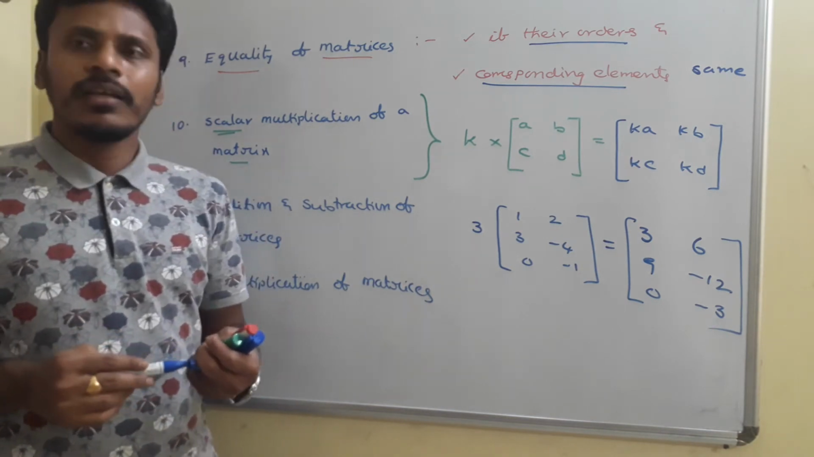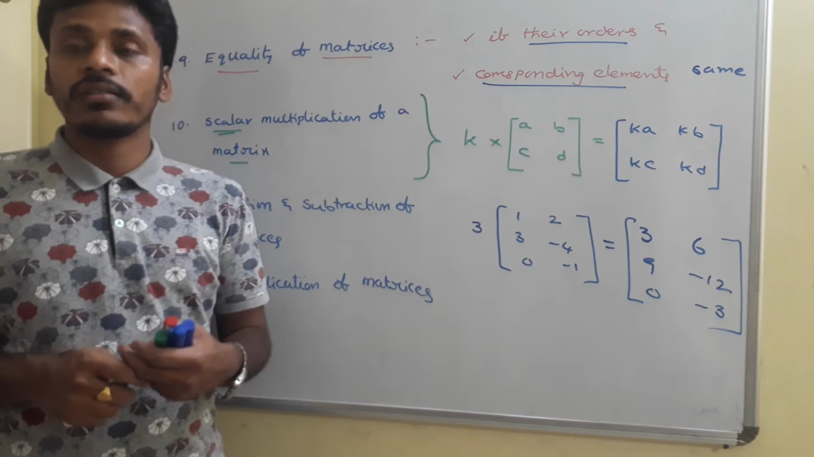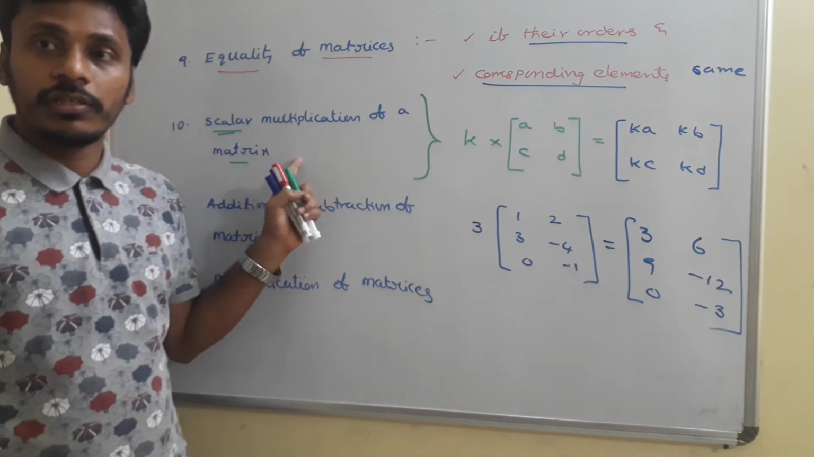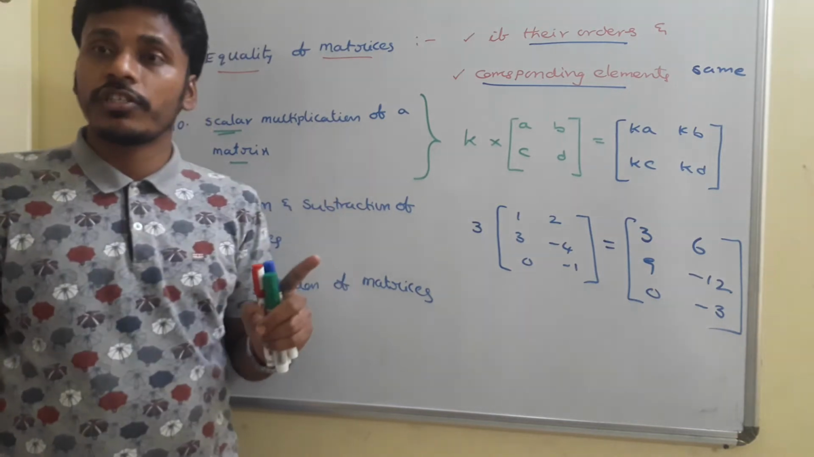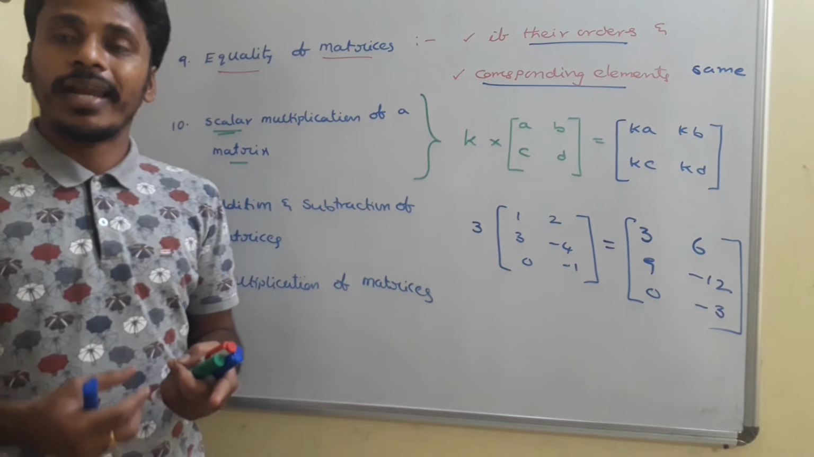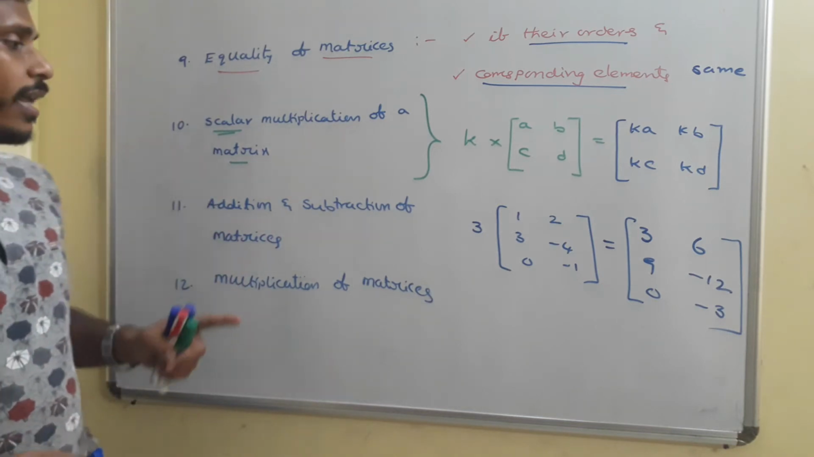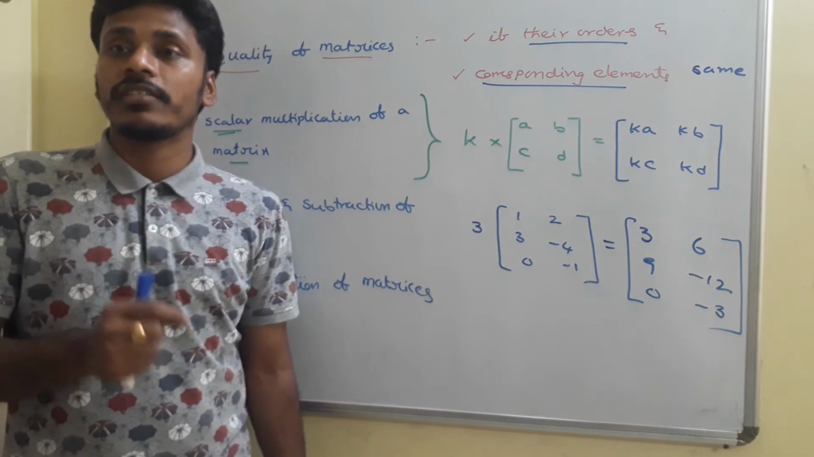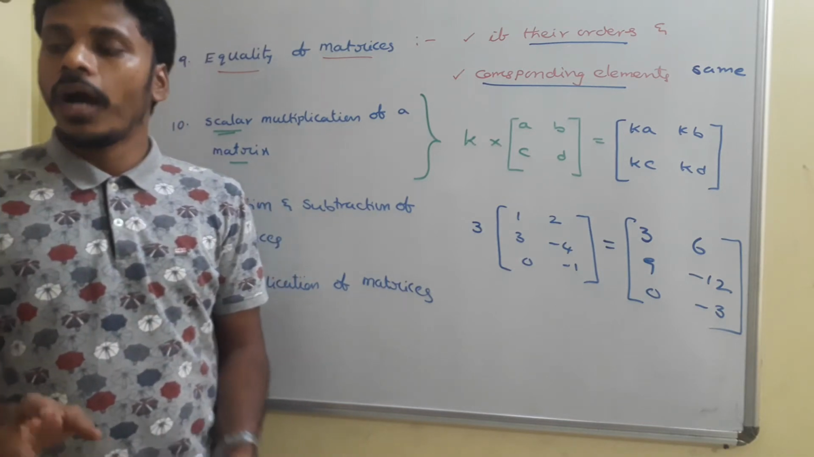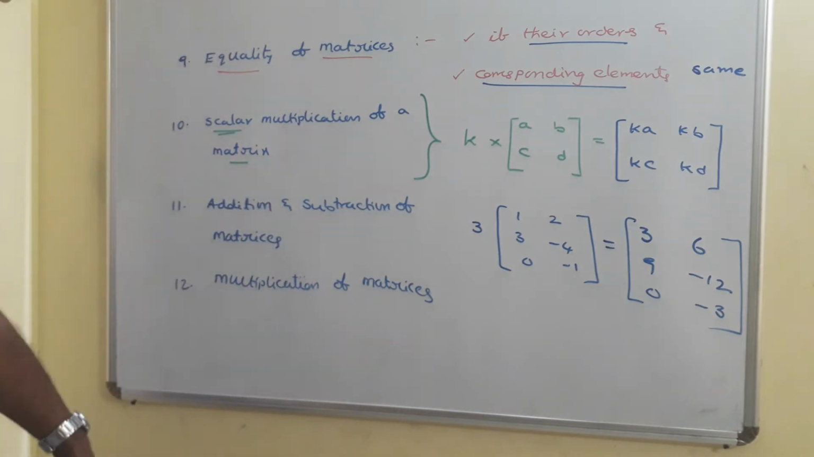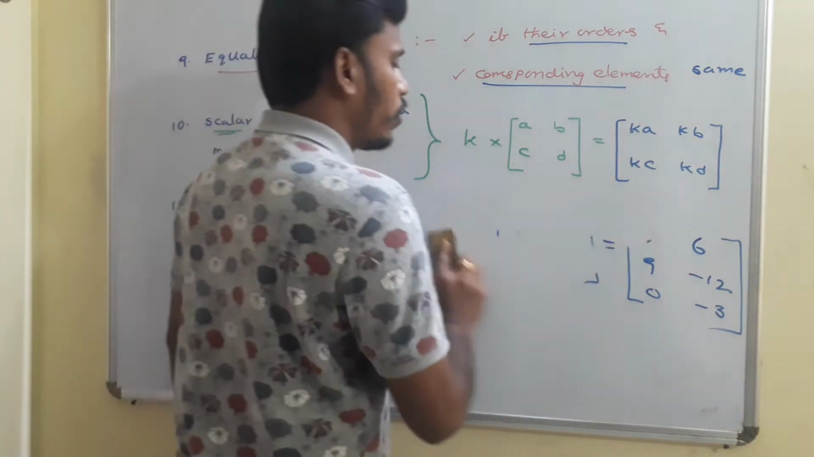And the next thing, we need to discuss different properties related to all these operations: properties of scalar multiplication, properties of addition and subtraction, and properties of multiplication. But at present, in these points 10, 11 and 12, I am mentioning the definitions related to these operations. In the next points, we are going to discuss all those properties. Right, I am erasing this. You need to memorize that.